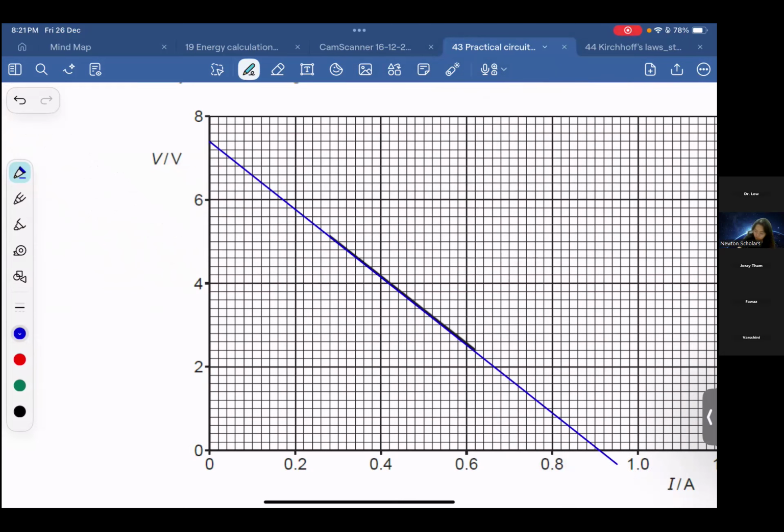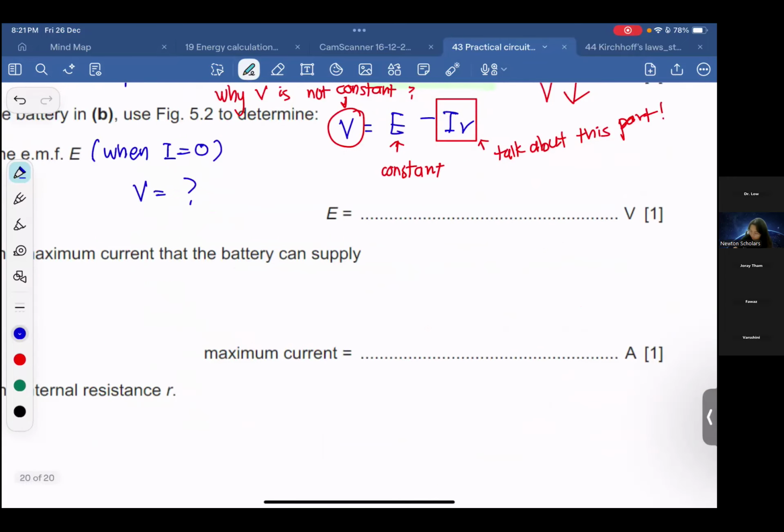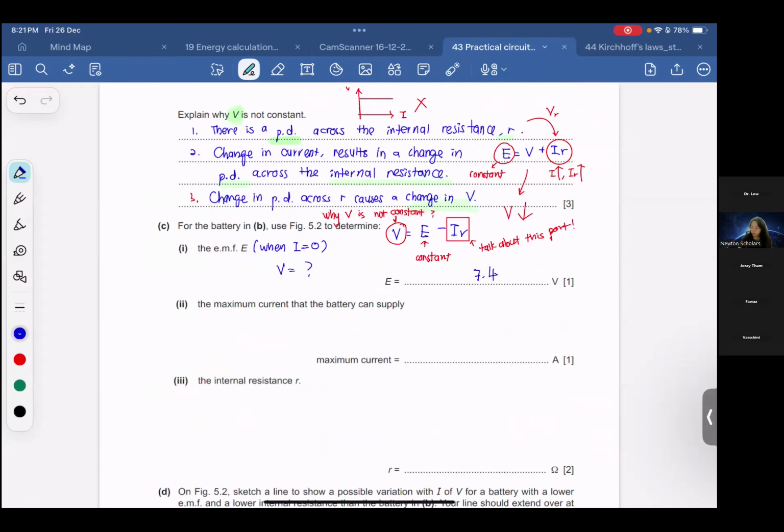At here, this one is halfway between 6 and 8, so here is 7. Then this point should be 7.4. This is the correct answer, 7.4. Hawa also read it wrongly. So here, 7.4 volt. So be careful.